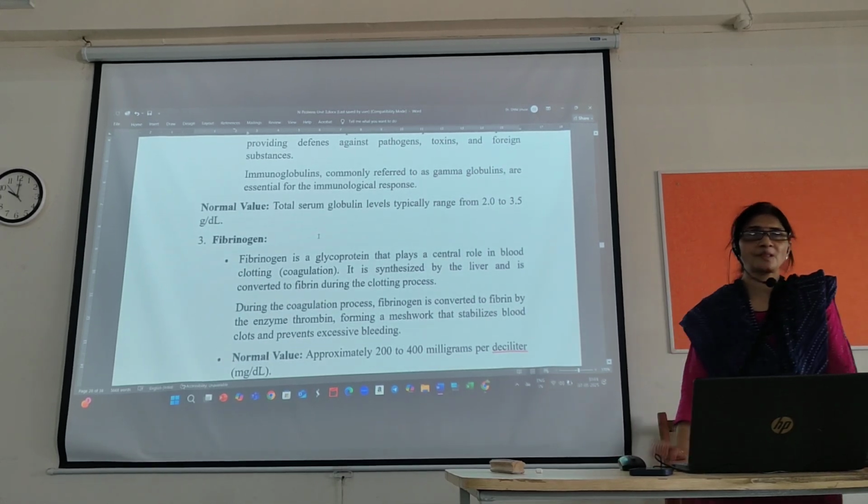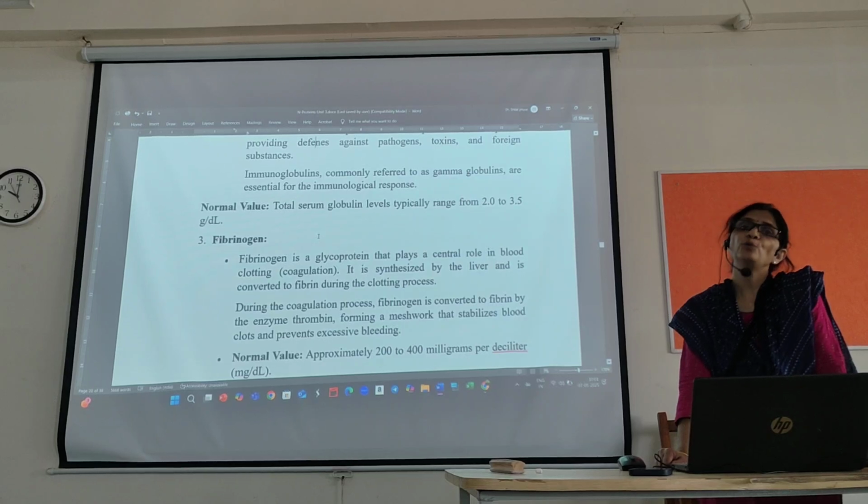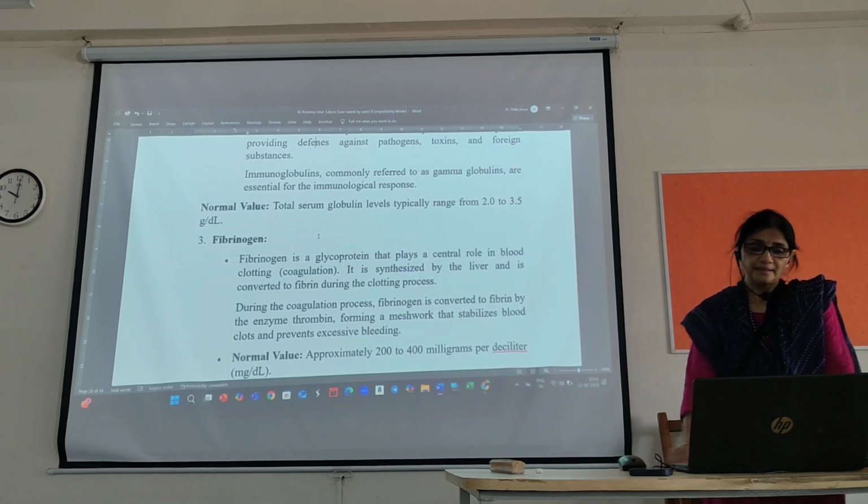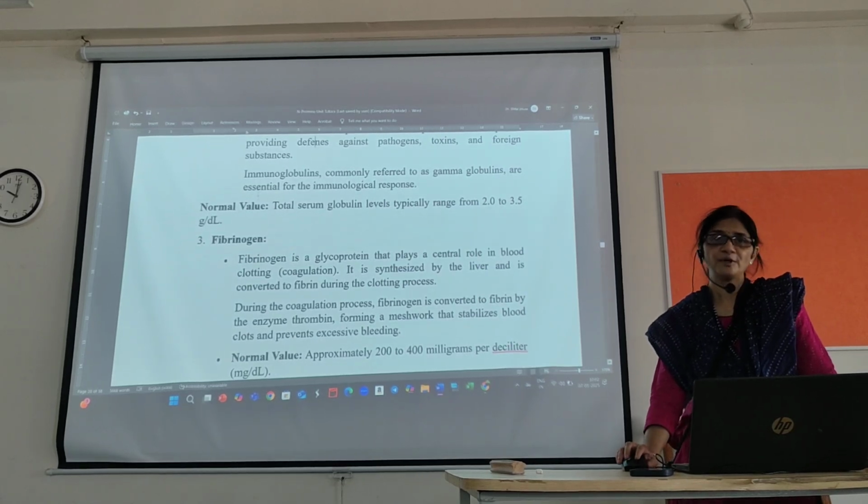Albumin, then globulin. In globulin there is alpha, beta and gamma. Then the third one is fibrinogen.